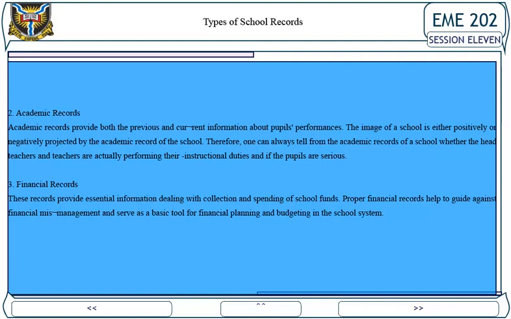3. Financial records. These records provide essential information dealing with collection and spending of school funds. Proper financial records help to guard against financial mismanagement and serve as a basic tool for financial planning and budgeting in the school system.